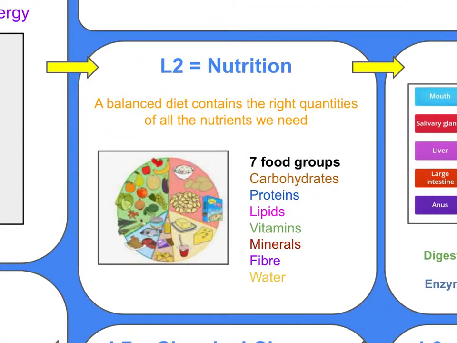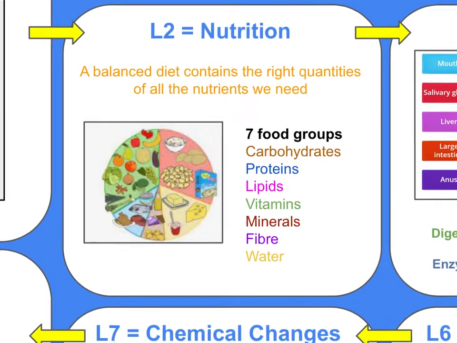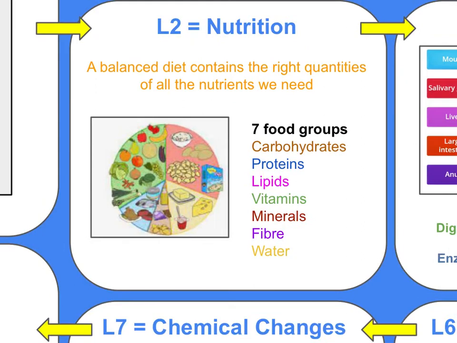Lesson 2 is on nutrition. We need to know that a balanced diet contains the right quantities of all the nutrients we need. So there's 7 food groups we need to know. These are carbohydrates, proteins, lipids, vitamins, minerals, fiber, and then water.